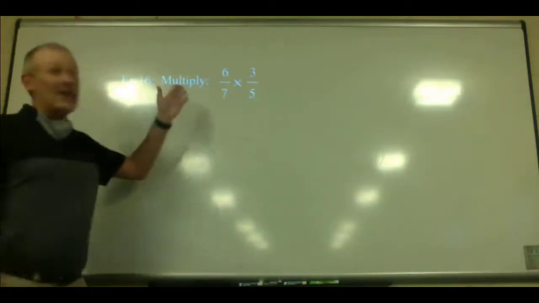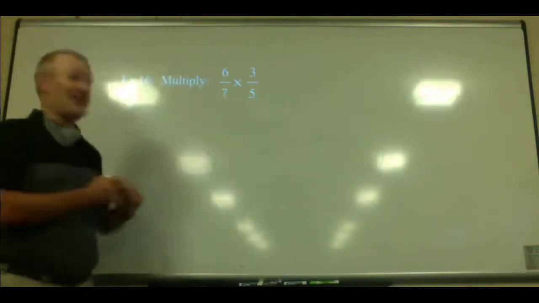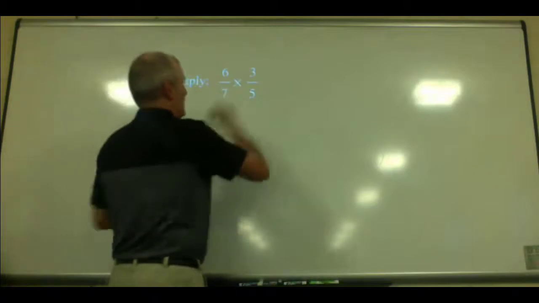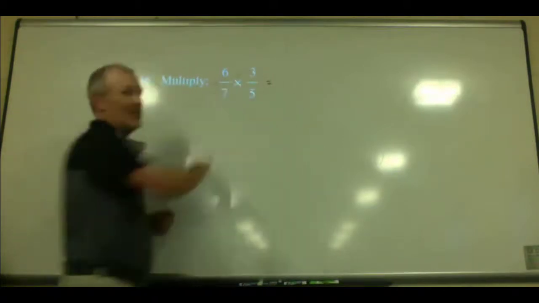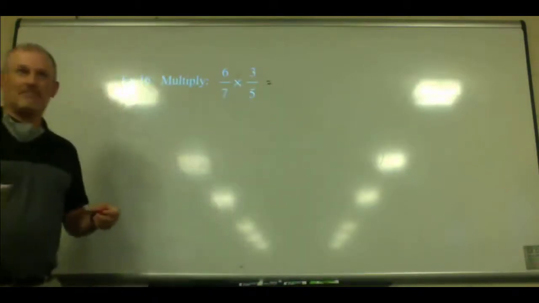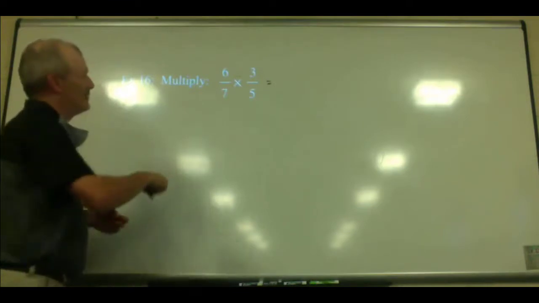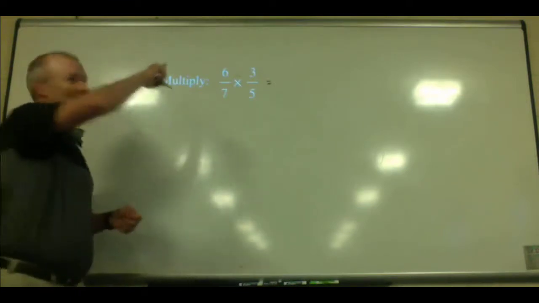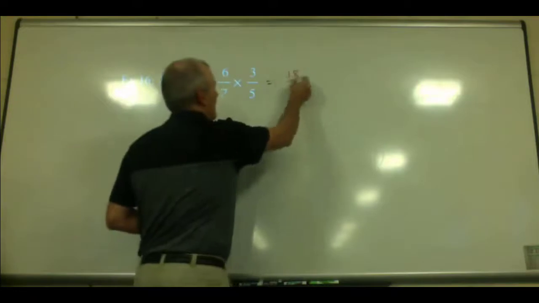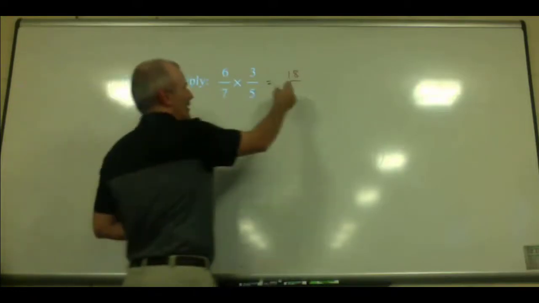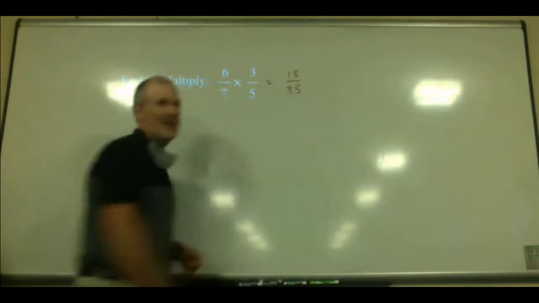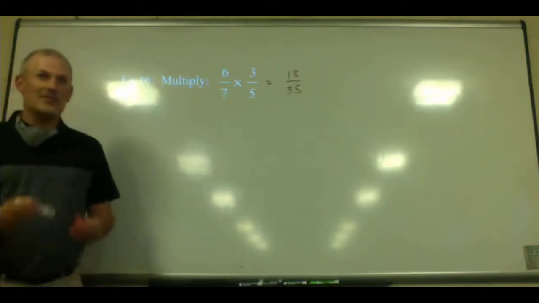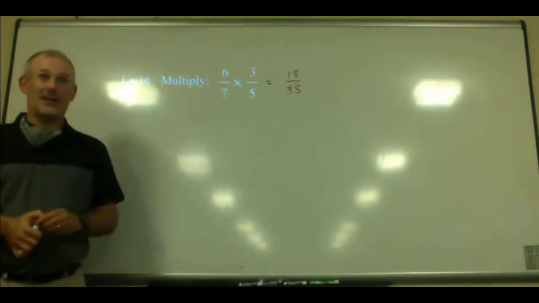Okay, so if we're going to multiply this, we want to multiply straight across, right? Multiplying fractions. So we do 6 times 3 on the top, and what do we get there? 18. And then on the bottom, we get 7 times 5, 35. Now, for those of you who have a calculator, you can type that into your calculator.